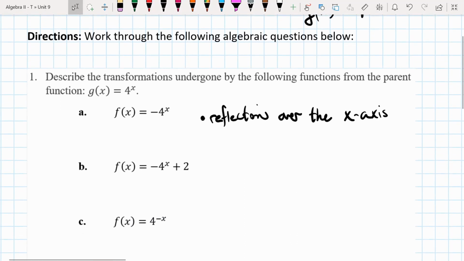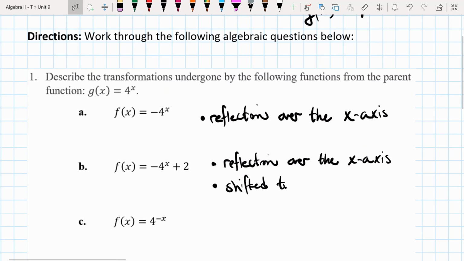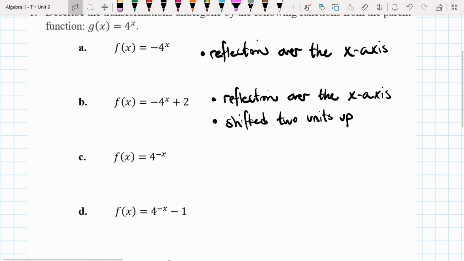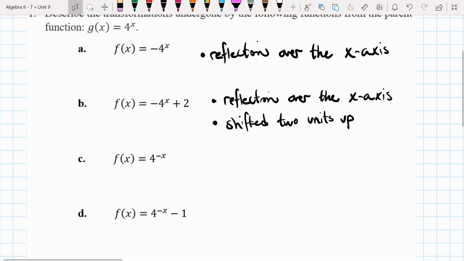For letter B, it's basically the same thing as letter A, so let's write reflection over the x-axis. But there's another transformation, and that is a vertical shift 2 units up. So it's shifted 2 units up. Okay, letters C and D are also pretty similar.